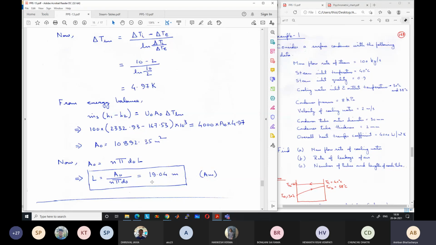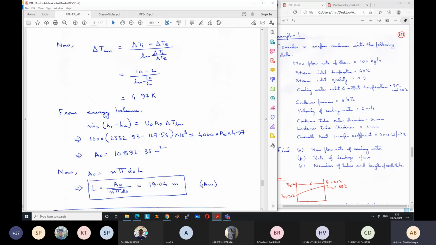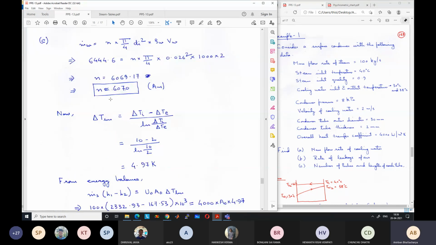We can see that we are dealing with very large numbers here. The length itself is quite large, the number of tubes is extremely large, and the surface area also is extremely large. Any questions? Otherwise, this problem is very standard.